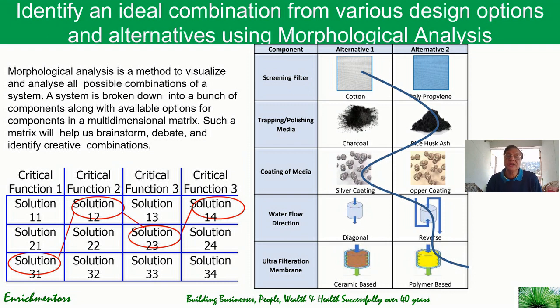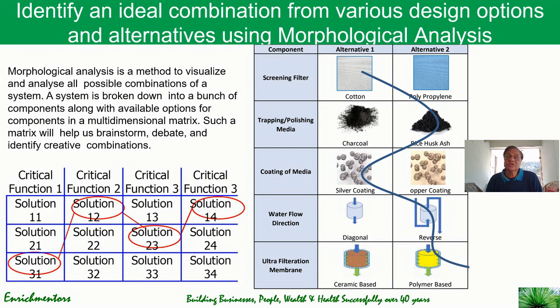So in the water purifier case, we had 5 components: screening filter, trapping and polishing media, coating of media, water flow direction, and ultrafiltration membrane. And we had 2 alternatives in each of the cases. In case of the screening filter, we could use cotton or polypropylene. For trapping and polishing media, we could use charcoal or rice husk ash. For coating, we could use silver or copper coating, and we could flow the direction in diagonal or reverse.